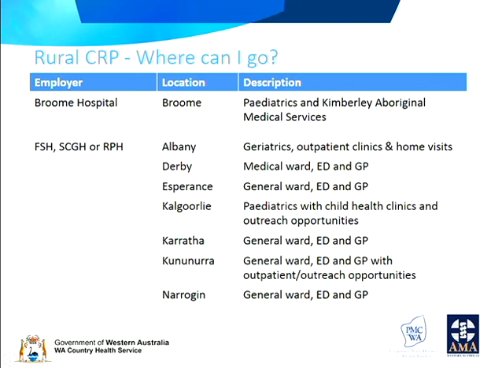The other placement we talked about is the community residency placement. This is where it doesn't matter which tertiary hospital you go to. So this includes Fiona Stanley Hospital, Sir Charles Gardner and Royal Perth. You can apply for one of the lower positions there, going through Albany, Derby, Esperance, Kalgoorlie, Karratha, Kununurra and Narrogin.